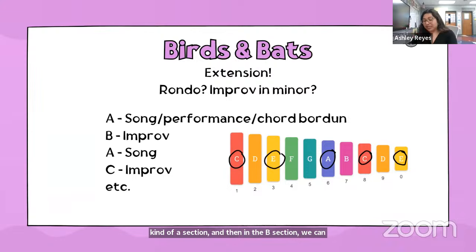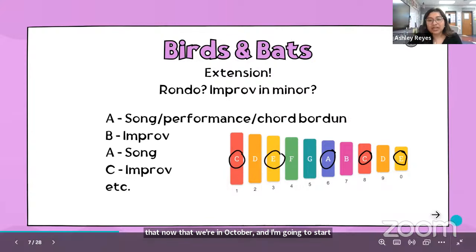So after they sing the whole thing on this October night, then whoever's at those glockenspiels or metallophones can actually have an opportunity to kind of improvise within those parameters. So that is something I'm thinking about for this year, now that we're in October and I'm going to start these again, that I haven't done yet, but just another fun extension to keep it going with that song.